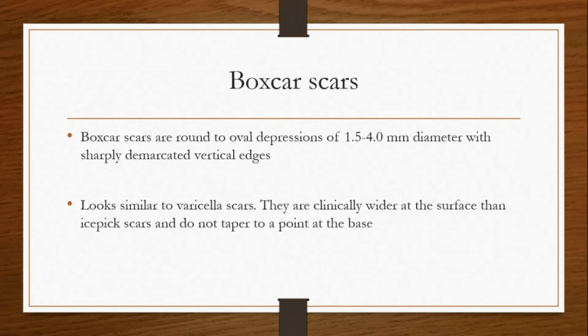Yes, box scars are round to oval depressions. They are about 1 to 4 millimeters in diameter with sharply marginated vertical edges. They look like varicella scars, and they are clinically mostly wider than other types of acne scar. Compared to ice pick acne scars, they are wider as well as deeper. Okay, next, please.